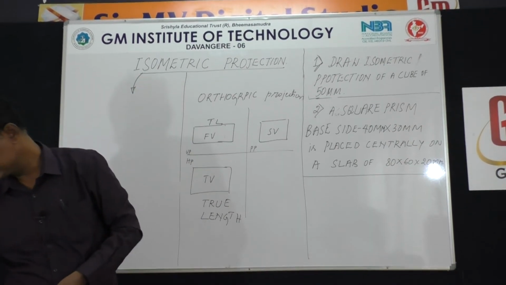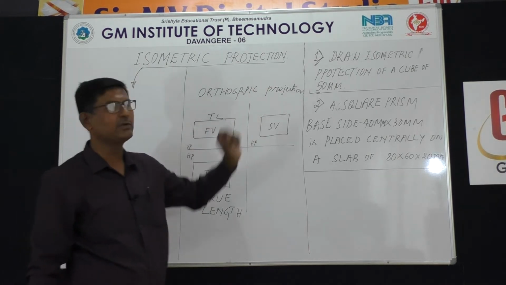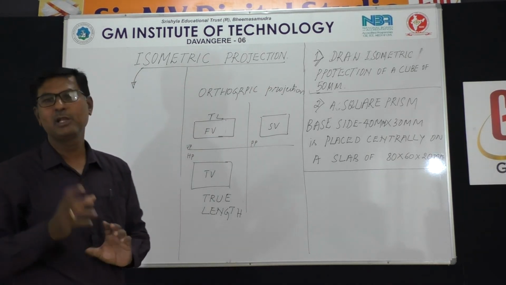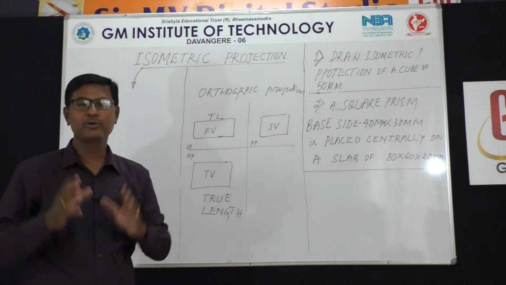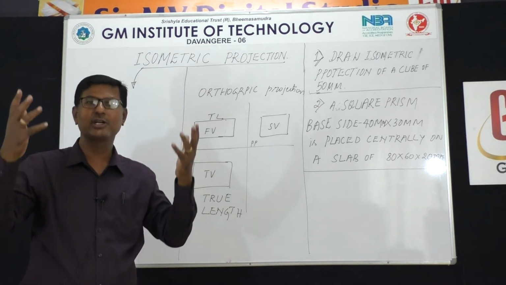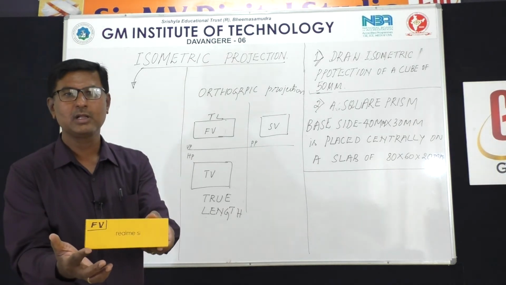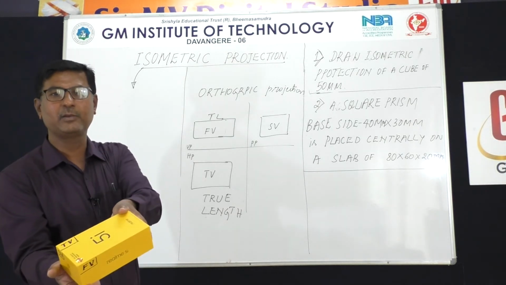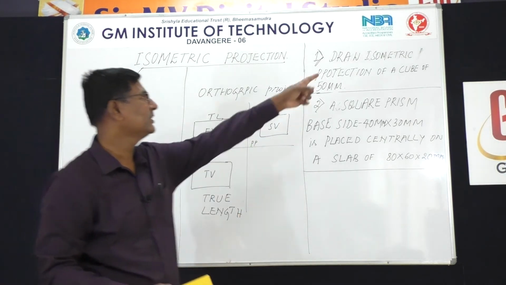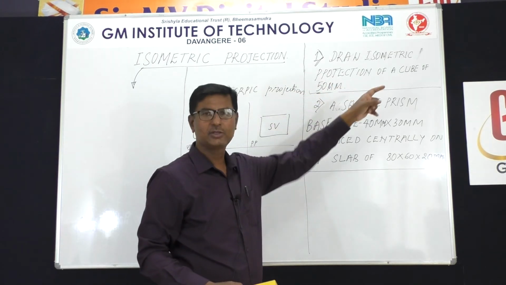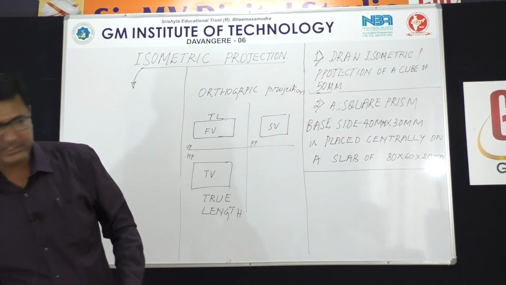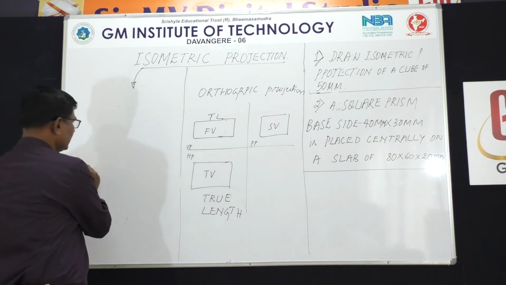So what we do is, a cube of about 50 millimeter size is given to you. You need to undergo an imaginary process of holding the corner. Assuming that this is the cube, hold the corner, turn it by 30 degrees, lift it by 30. What is your object? Your object is a cube.